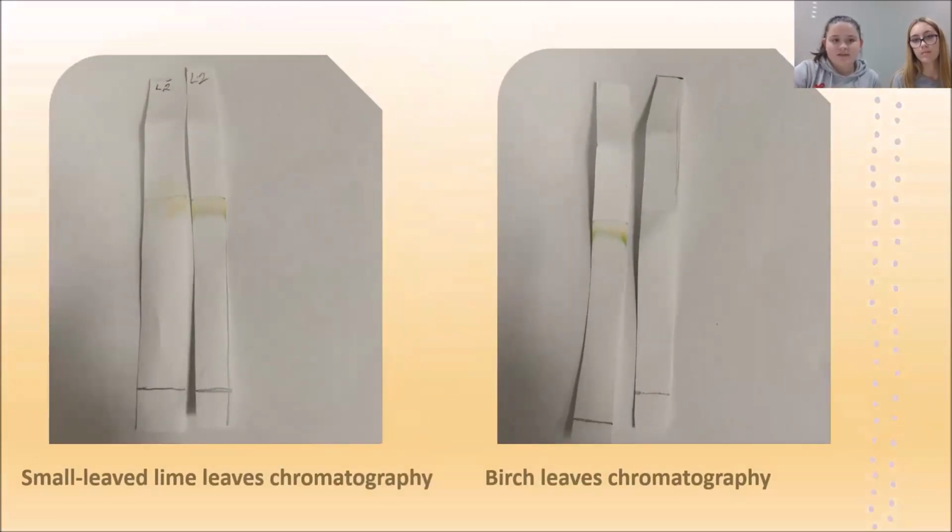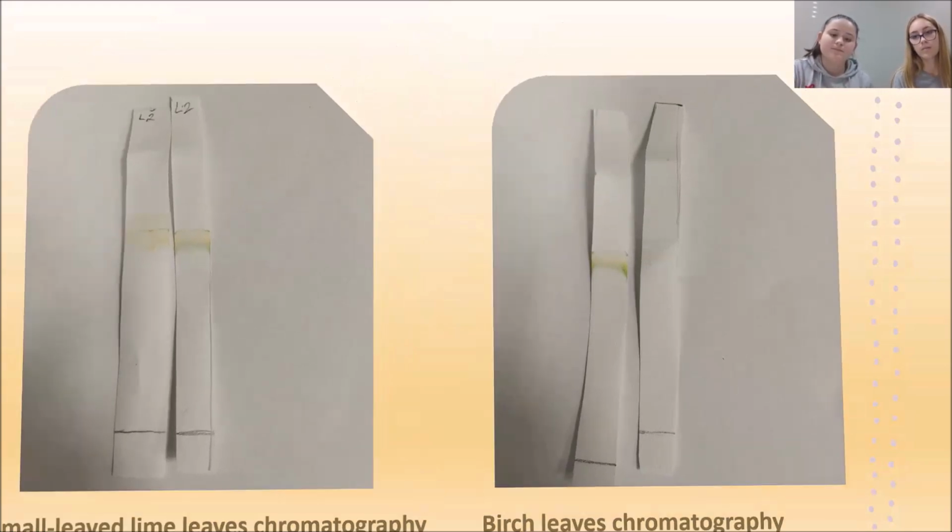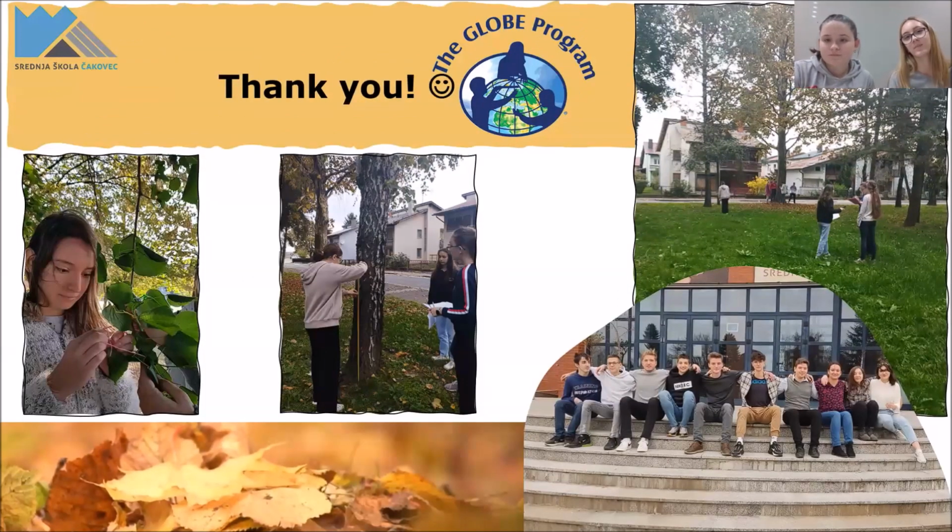On this slide, you can see our final results. You can see that the green pigment chlorophyll and the yellow pigment xanthophyll are found in green leaves of birch and lime, and in yellow leaves only the yellow pigment xanthophyll was found. We hope we entertained you, and thank you for your attention.